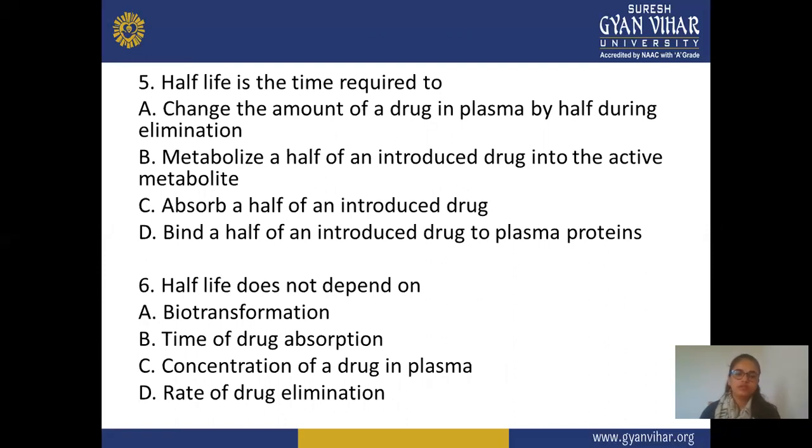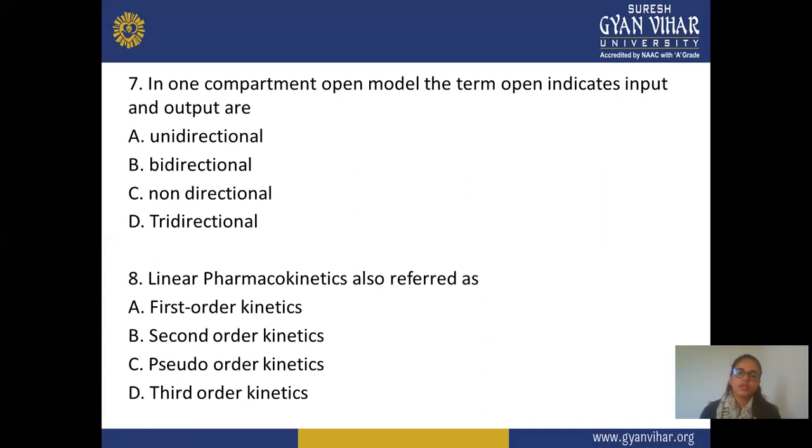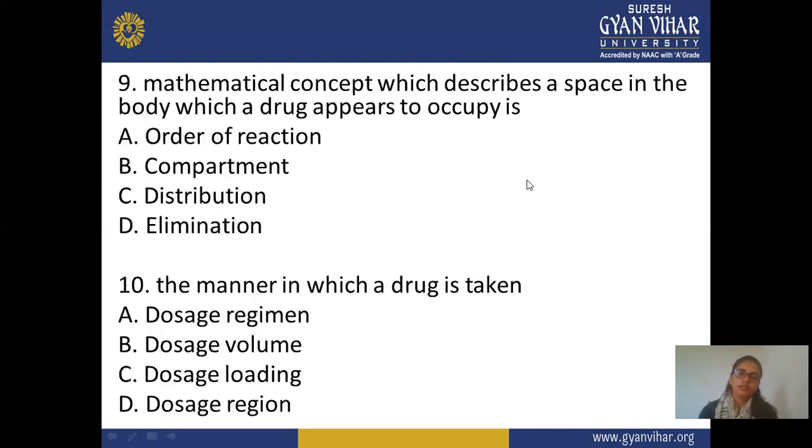And the sixth question: half-life does not depend on, A, biotransformation, B, the time for drug absorption, C, the concentration of the drug in plasma, and D, the rate of elimination. Next, the seventh question: in a one compartment open model, the term open indicates the input and output are A, unidirectional, B, bidirectional, C, non-directional, and D, tridirectional. In the eighth question, linear pharmacokinetics is also referred to as A, first order kinetics, B, second order kinetics, C, pseudo order kinetics, and D, third order kinetics. Next, the ninth question: the mathematical concept which describes the space in a body which a drug occupies: A, order of reaction, B, compartment, C, distribution, and D, elimination. In the tenth question, the manner in which a drug is taken: A, dosage regimen, B, dosage volume, C, dosage loading, and D, dosage remission. These are the four options for the tenth question.